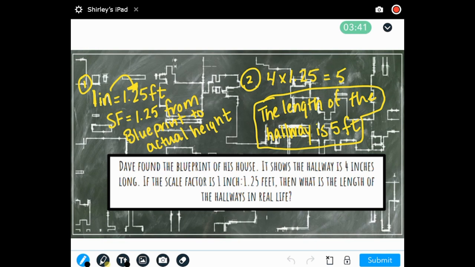So on my scale drawing or on my blueprint, my hallway is 4 inches, but my scale tells me that if 1 inch on the drawing represents 1.25 feet of actual length. So what does that mean the length of my hallway is in my house?